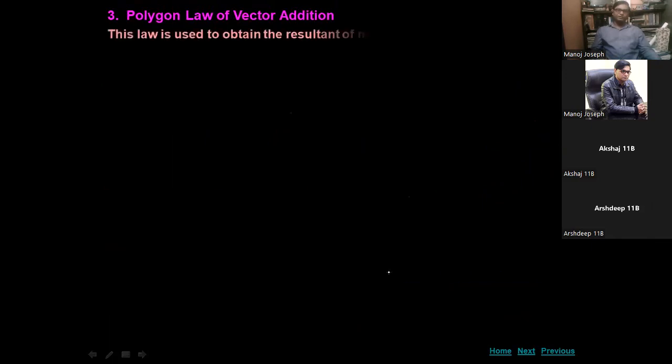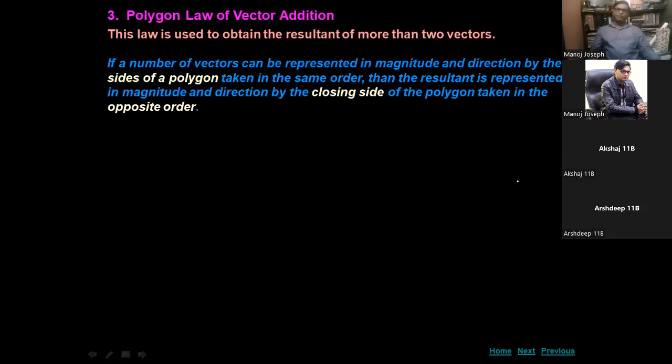Polygon law of vector addition. This law is used to obtain the resultant of more than two vectors. Previously we were dealing with two vectors. Now in the polygon law we will add more than two vectors. If a number of vectors can be represented in magnitude and direction by the sides of a polygon taken in the same order, then the resultant is represented in magnitude and direction by the closing side of the polygon taken in the opposite order. Always the resultant occurs in the opposite order.